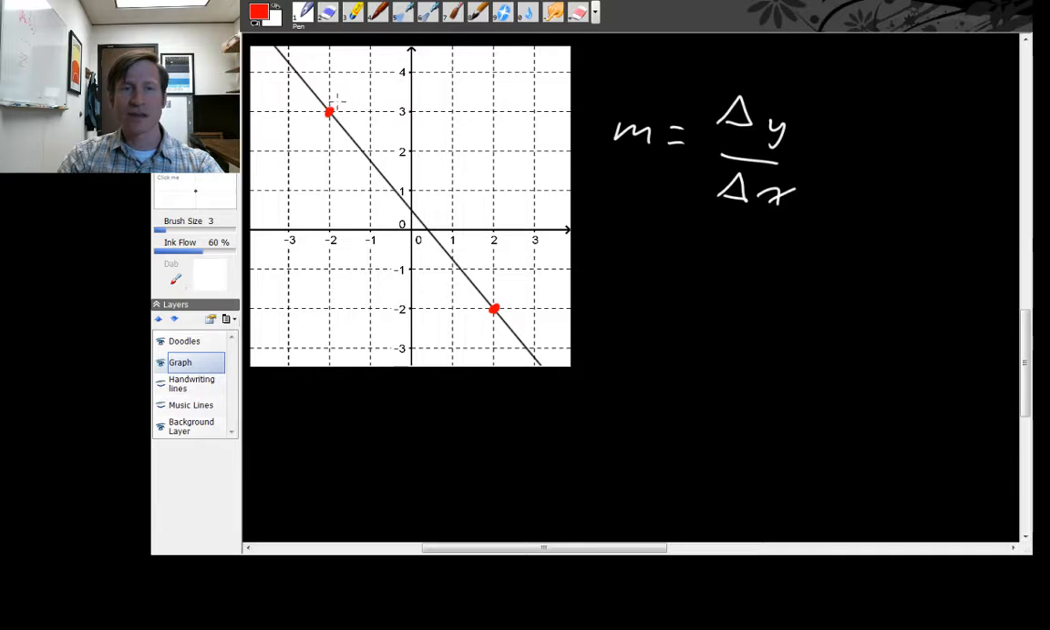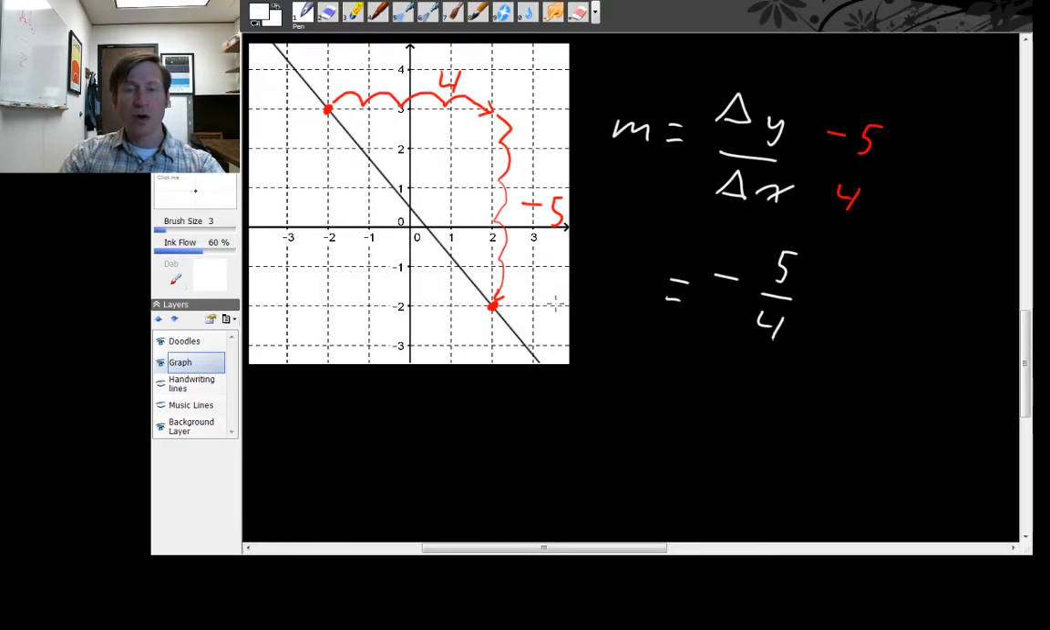So starting at this upper left-hand point, we can go 1, 2, 3, 4 horizontally. So delta x is going to be 4. And vertically, we'll go 1, 2, 3, 4, 5. So that's negative 5 vertically. So delta y is going to be negative 5. So our slope is negative 5 over 4.